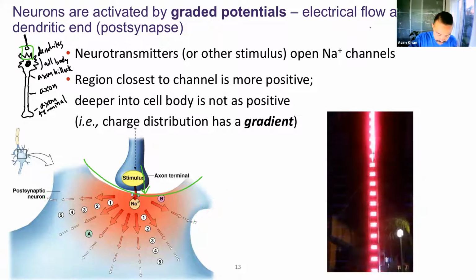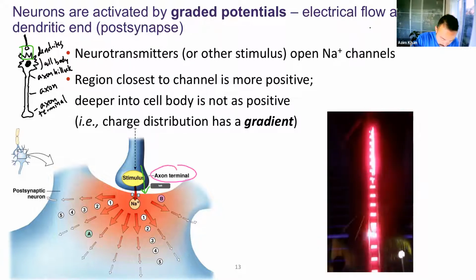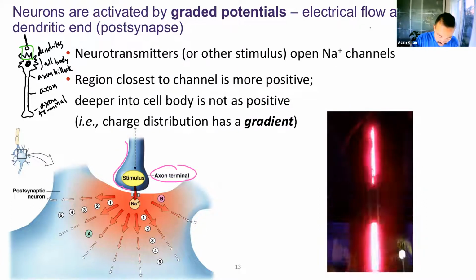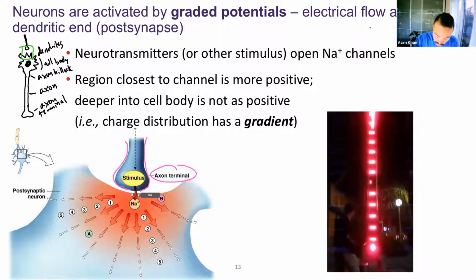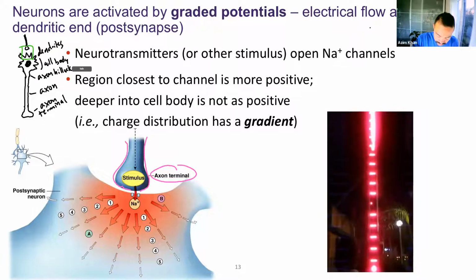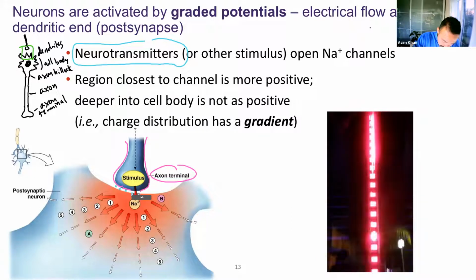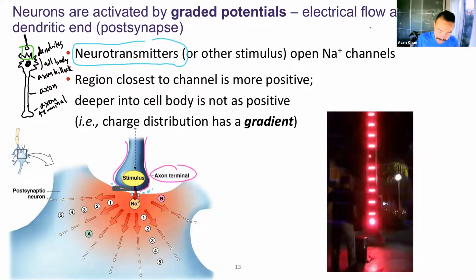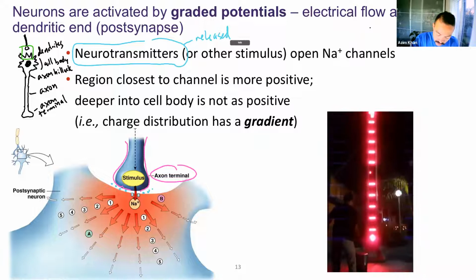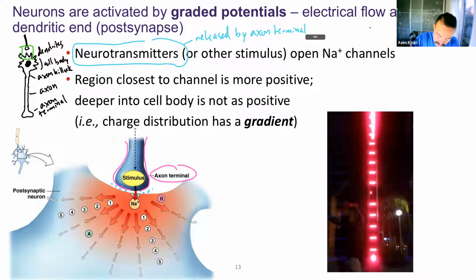So let's say from this axon terminal, we get a release of a chemical. This chemical is known as a neurotransmitter. Use a different color. Neurotransmitters are these chemicals that get released into the synaptic cleft. Neurotransmitters are released by an axon terminal into the synaptic cleft.